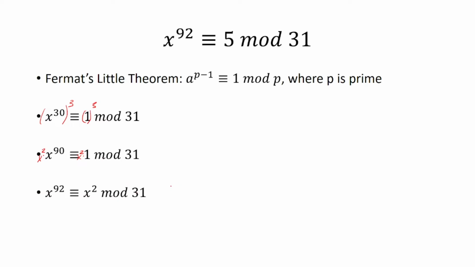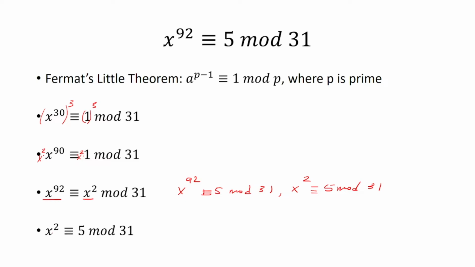So what does this mean? This means that instead of looking at x to the 92nd power congruent to 5 mod 31, I could instead look at x squared congruent to 5 mod 31. That's what this means. So I was able to get something really large and simplified it to something small. Okay, so this is what I have. I'm left with x squared is congruent to 5 mod 31.